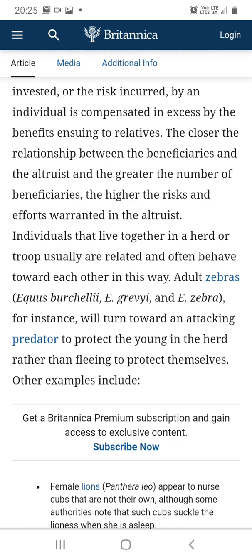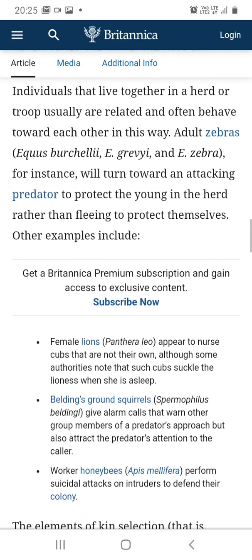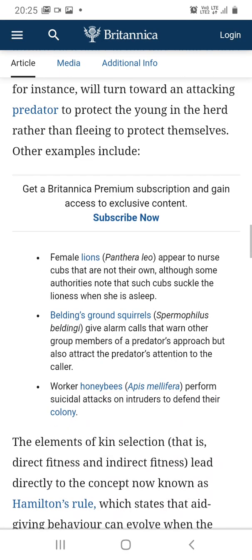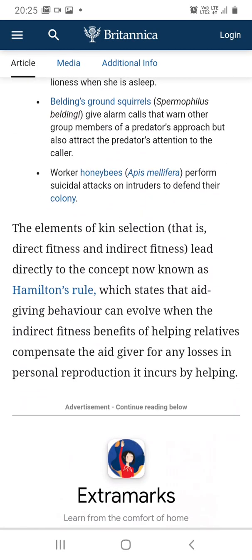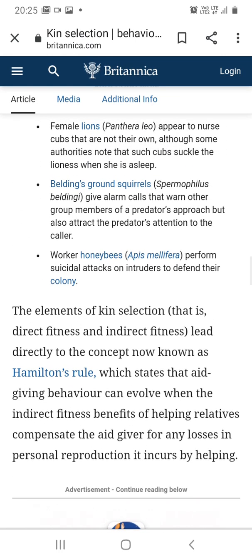Altruist is that organism which sacrifices. Individuals that live together in a herd or troop are usually related and often behave towards each other in this way. For example, the adult zebra will turn towards an attacking predator to protect the young in the herd rather than fleeing to protect themselves. The elements of kin selection, direct fitness and indirect fitness, lead to the concept now known as the Hamilton rule.